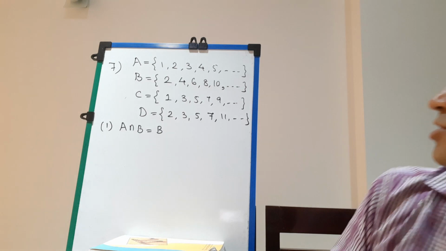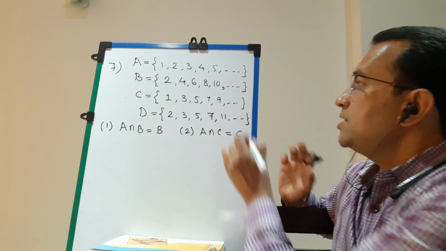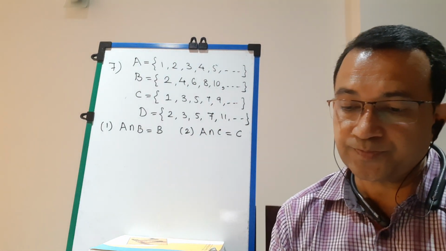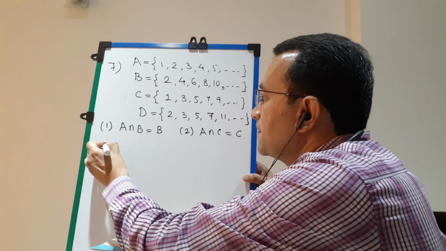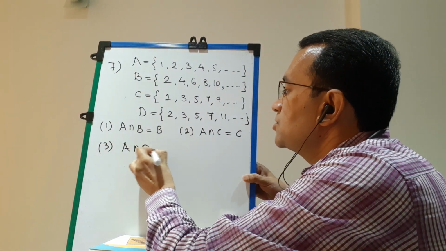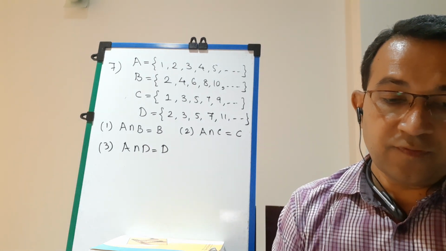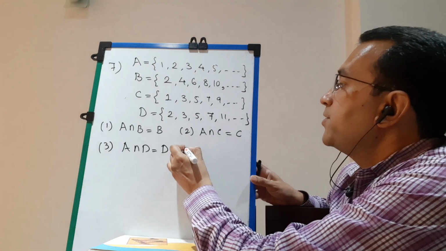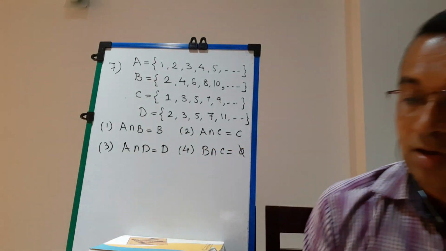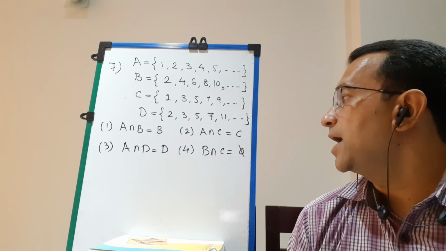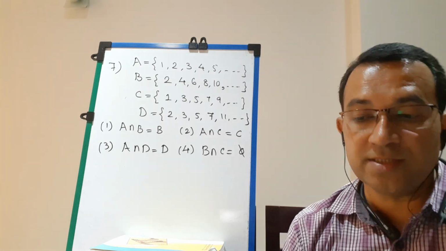Then A intersection C. Okay, second answer, A intersection C will be C, because C is also a subset of A. Then third answer, A intersection D will be also D, students, because D is also a subset of A. Then fourth answer, B intersection C. B intersection C is definitely null set, students, because we can say that B and C are disjoint sets. If intersection of two sets is null set, students, such sets are called disjoint sets.